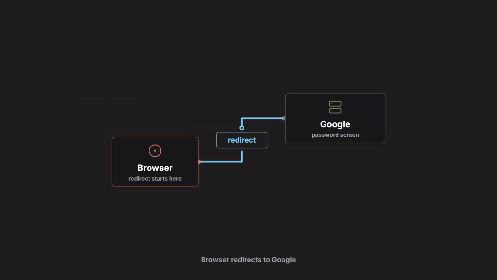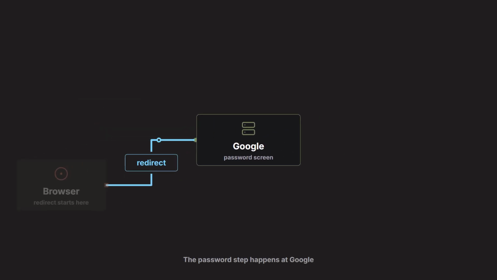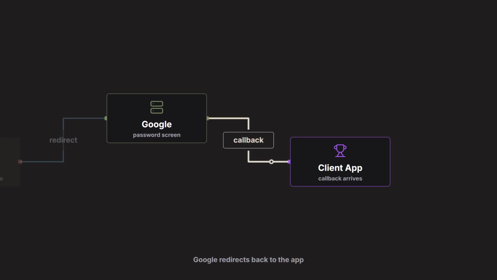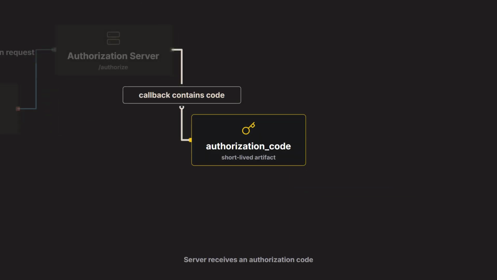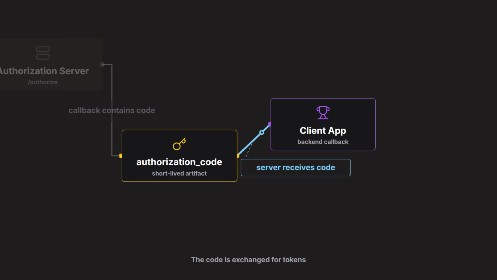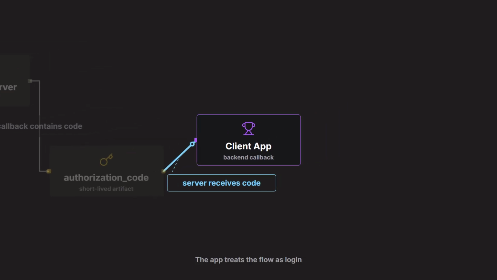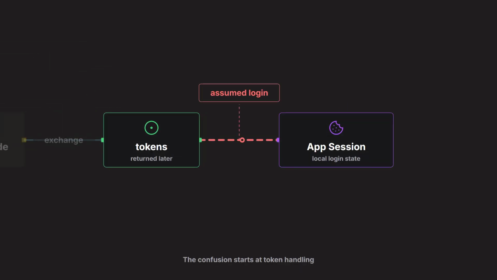Most developers think they understand what happens when someone clicks login with Google. The browser redirects to Google. The user enters a password, Google redirects back. Your server receives a code, exchanges it for tokens, and the user is now inside your app. This is exactly where the confusion starts.